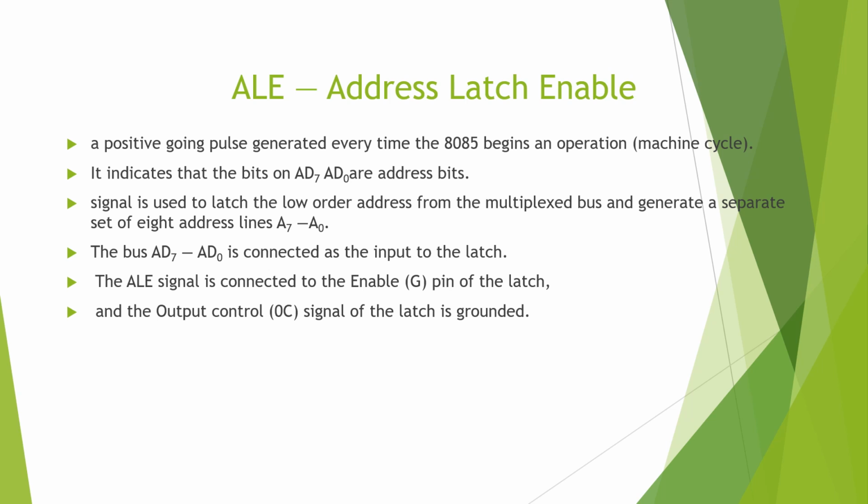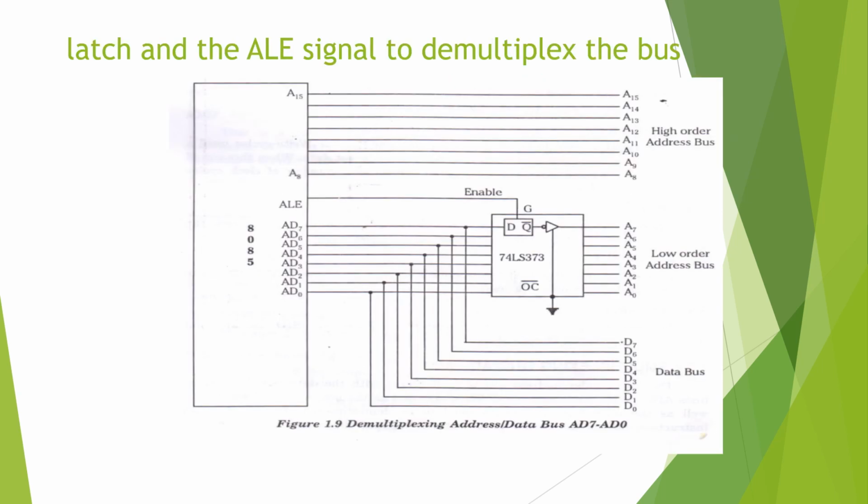AD7 to AD0 is connected as input to the latch. The ALE signal is connected to the enable pin of the latch and the output control OC signal of the latch is grounded. The address on the high order address bus remains for 3 clock periods, but the address on the low order address bus is lost after the first clock period. So to retain this address for some more time, this address is latched for identifying the memory address. When the ALE signal goes low, the data byte is latched until the next ALE.